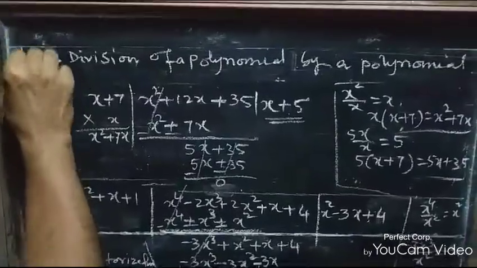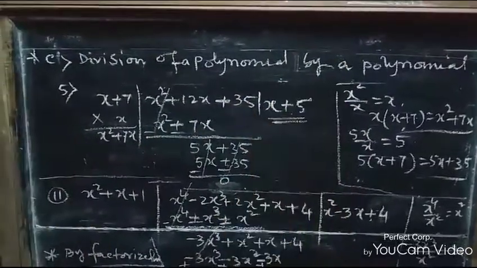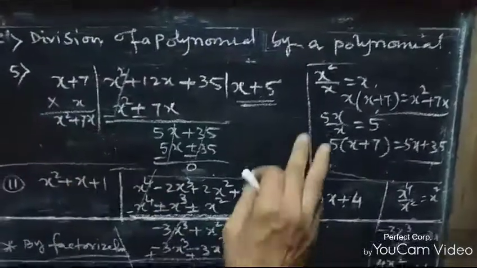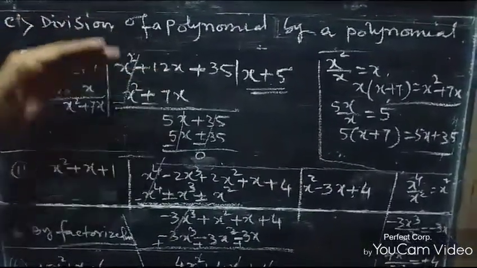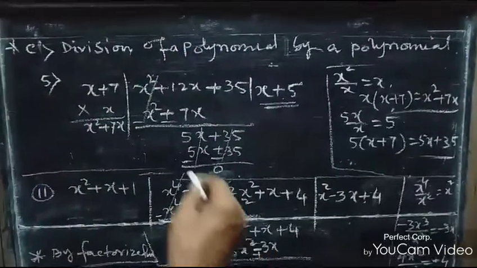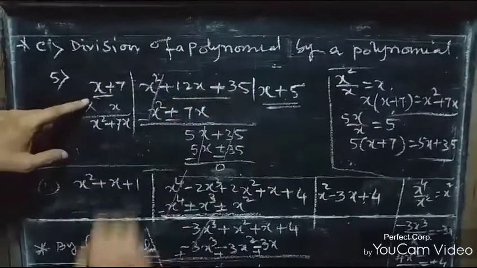Now the next one is the division of a polynomial by a polynomial. This is very important. There are certain steps, and this is a long process for finding it out. There are two processes to see. The first process is the long division method. In this method, this is the divisor and this is the dividend.